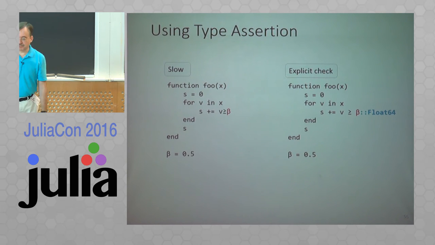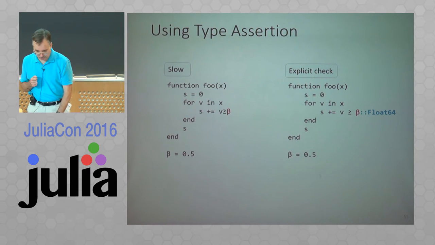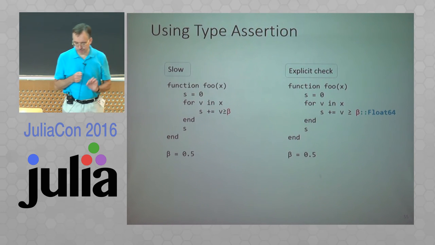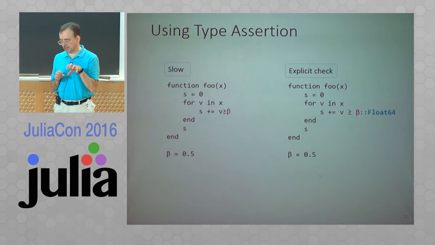All right, another way to deal with global variables is to use a type assertion. Here, the code on the left is the slow version with the global reference. If you write an explicit type assertion after the load of the variable, that tells the compiler to check the type. If it's not that type, throw an exception.